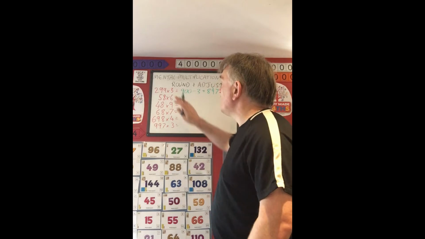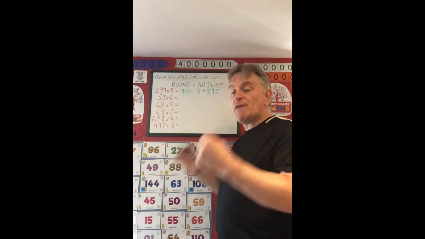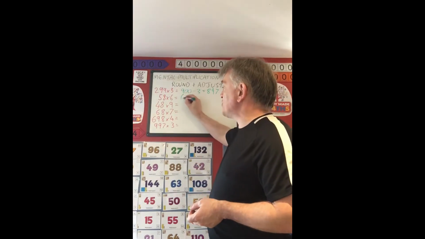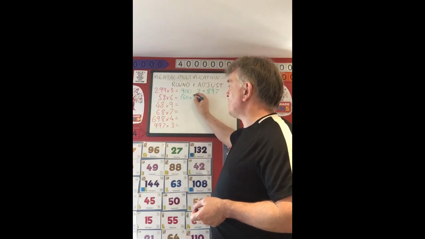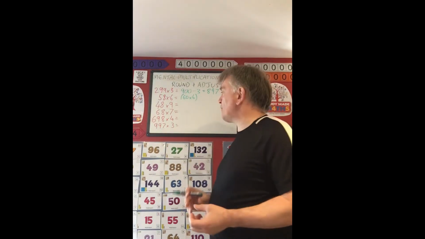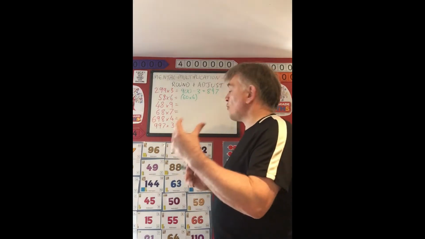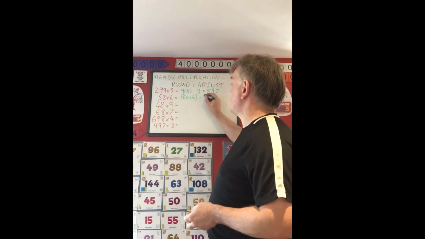The next one, 58 multiplied by 6. Now it's getting a little bit more complicated. 58 multiplied by 6, so we're going to imagine we've got 60 multiplied by 6 to begin with. And then what we're going to subtract is what? What do we subtract this time? Well, we're subtracting 2, because 58 is 2 away from 60, so we're going to subtract 2 multiplied by 6.